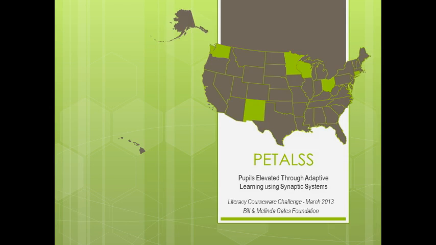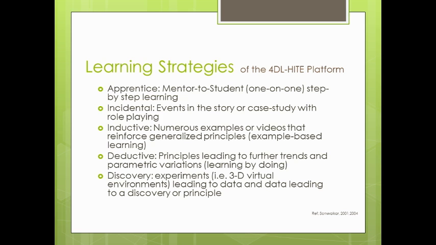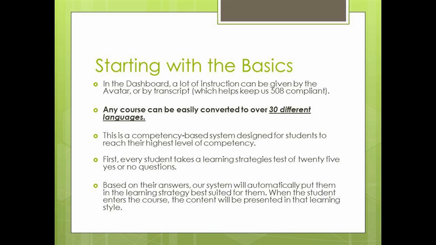Today we will go over some of the concepts of adaptive learning. We have 5 different learning strategies: apprentice, incidental, inductive, deductive, and discovery. With these 5 strategies, you can provide a distinctively different learning experience that adapts to a learner's abilities and preferences. Combined with intelligent feedback from our system, we can discover which learning style works best for any learner.